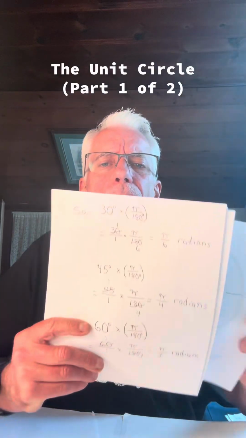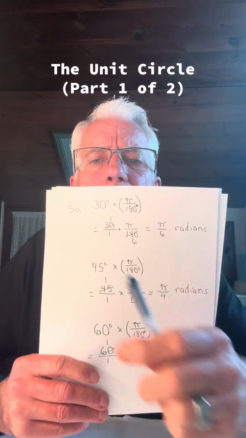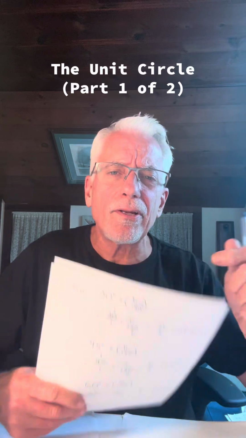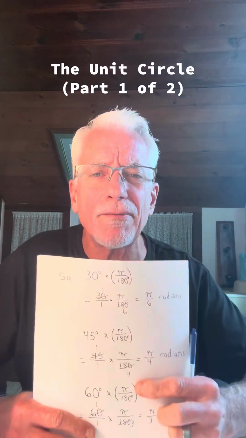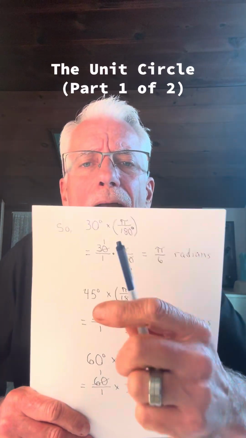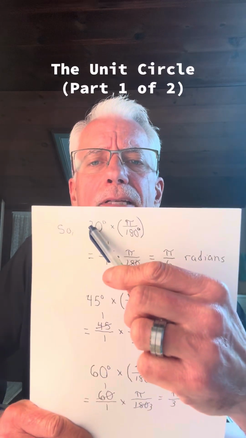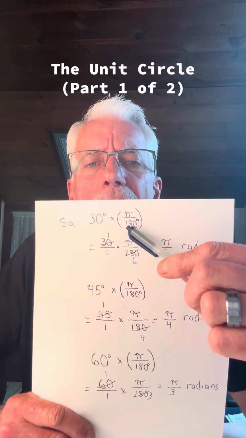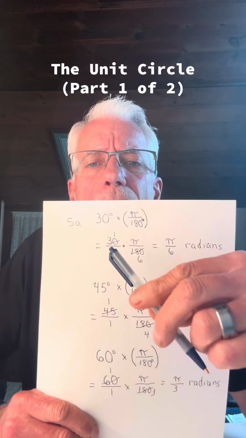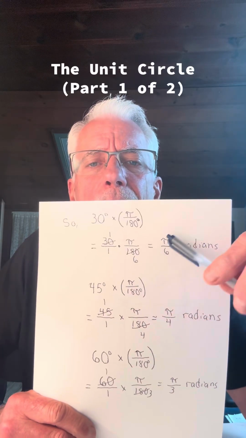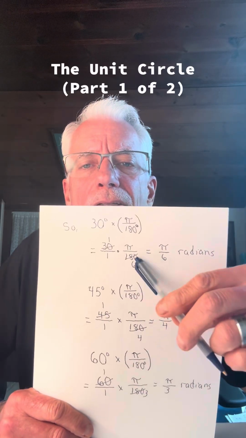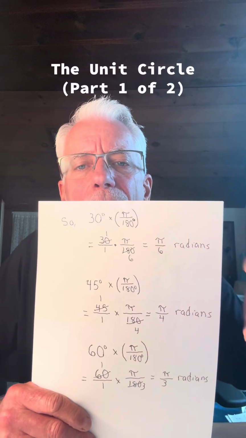So what I'm doing is I'm multiplying each of those reference angles, that 30, 45, and 60 degrees off the x-axis, by pi over 180. So here I can see 30 goes into 180 6 times. So I divided that and I get pi over 6 radians. The degrees cancel out and I'm in radians.